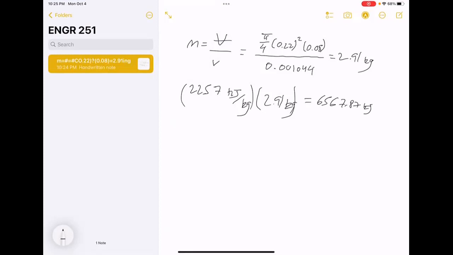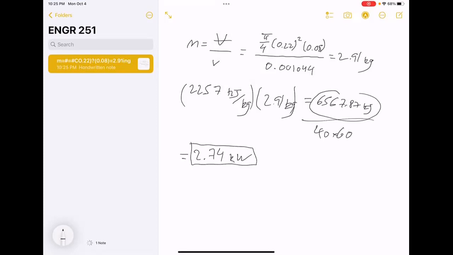So all we have to do is divide this amount of energy by 40 minutes times 60 seconds, of course. And if you do that, you should get a rate of heat transfer. And since it's kilojoules per second and not just joules per second, our answer is going to be in kilowatts. Now, if you calculate that, you should get 2.74 kilowatts. So that means every second we're giving 2,740 joules to this system, okay?